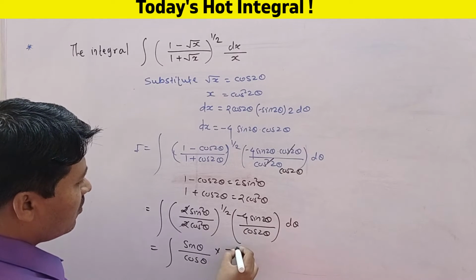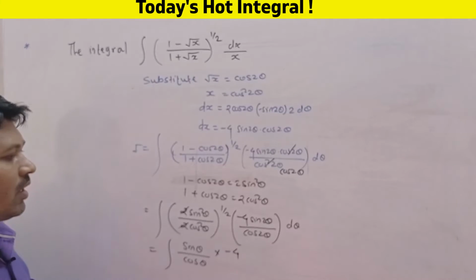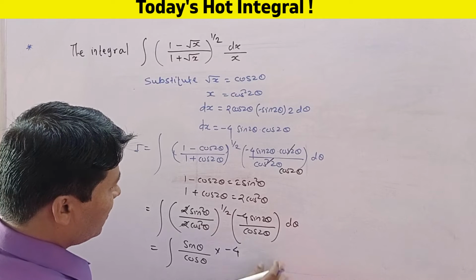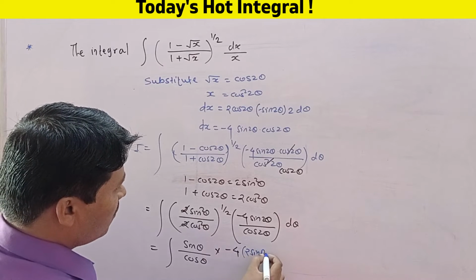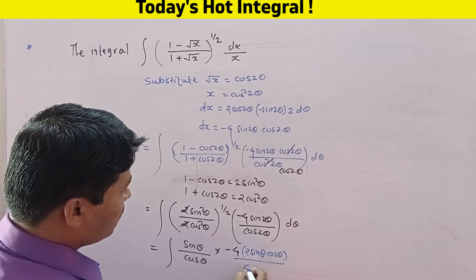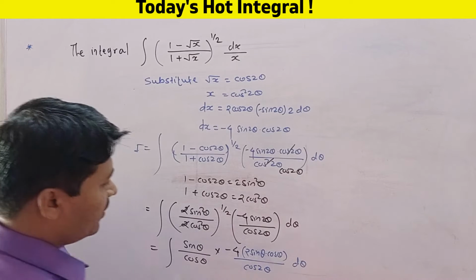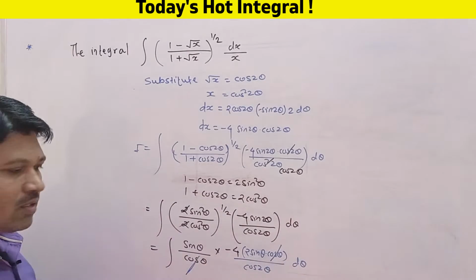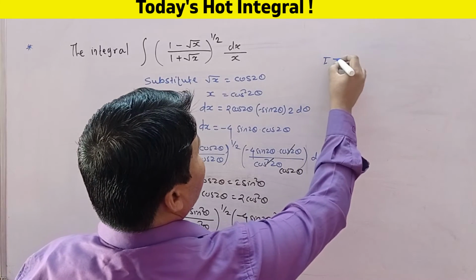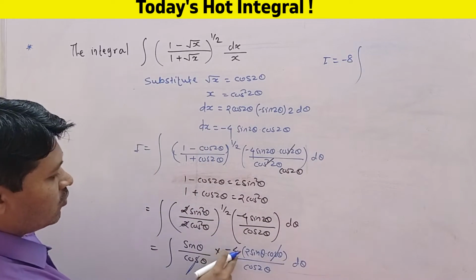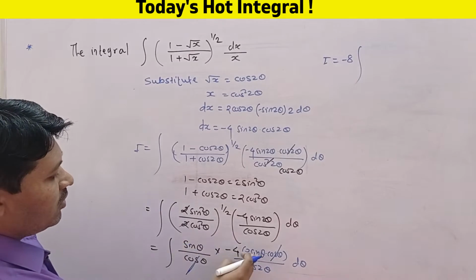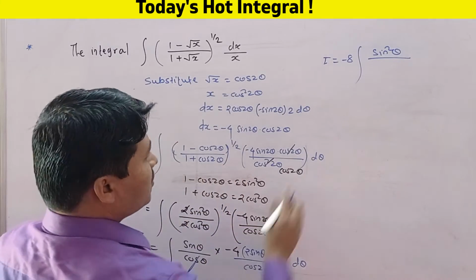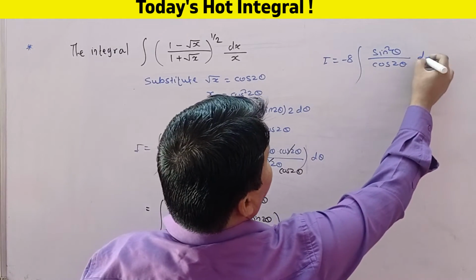And multiplied by minus 4, and we know that sine 2 theta is equal to 2 times sine theta into cos theta, divided by cos 2 theta d theta. Now we observe that this cos theta and this cos theta cancel, and we get I is equal to minus 4 into 2, minus 8, and sine theta into sine theta gives sine square theta, divided by cos 2 theta, d theta.